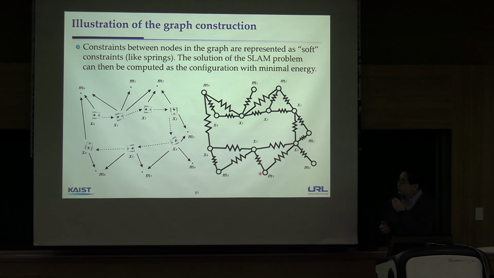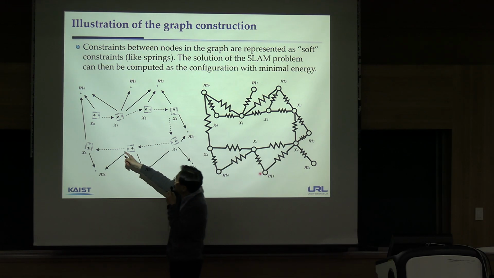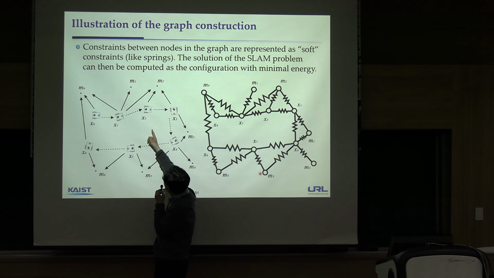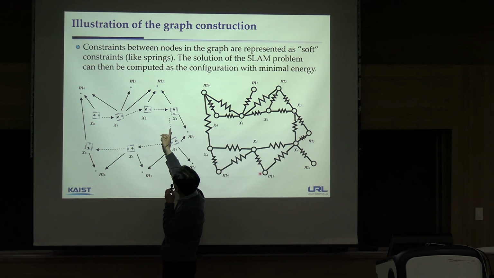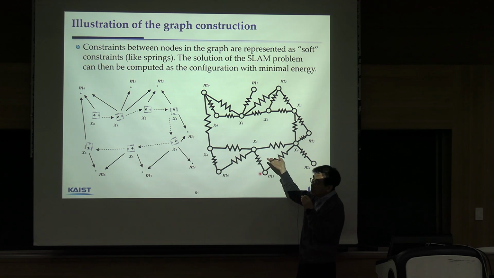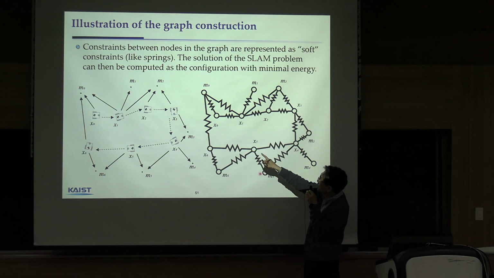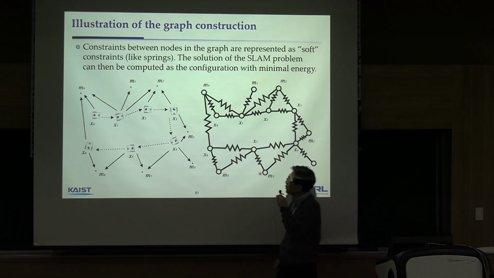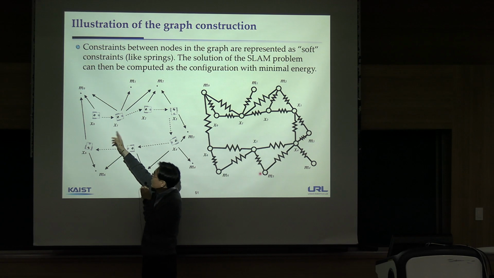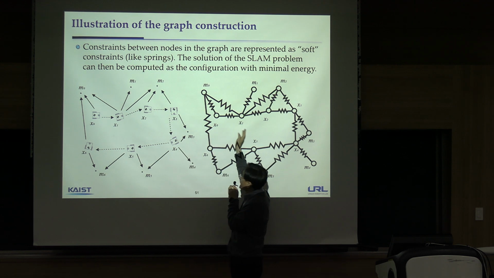So we can illustrate this problem using this graph. The robot starts from x0, proceeds to x1, proceeds to x2, and so on. And at each time we have some measurement, m0, m1, m3, they are the landmarks. And this can be modeled using nodes and edges. Those robot positions are considered as the nodes, so node x0, node x1, and so on. And their measurement or estimation is modeled using springs.